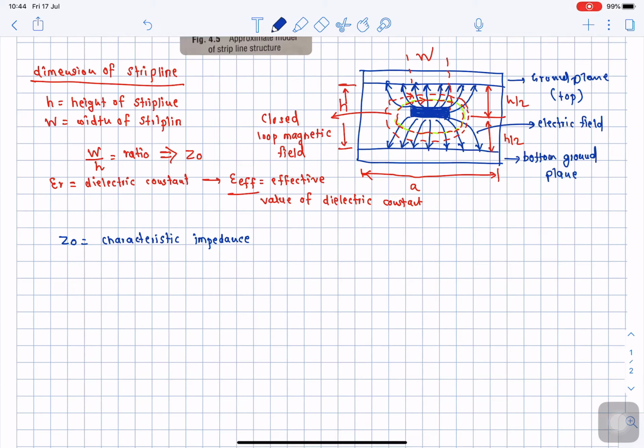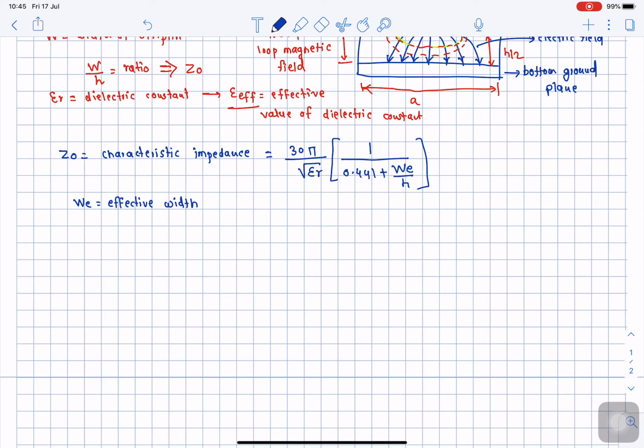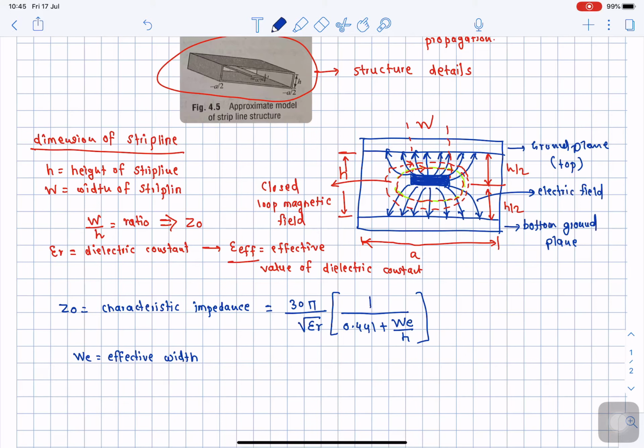Effective width, which is not the same as the nominal width or physical width. As and when this strip line is supposed to carry a signal at a very high frequency, the effective width of the strip line is going to change, because we saw in the field configuration that the electric field is originating from the strip line and getting terminated over the ground plane.